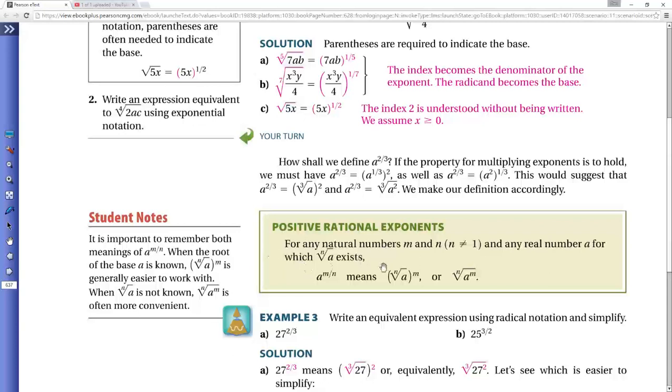So, well, here's that natural number thing again. It says for any natural numbers m and n, and then it says n cannot be equal to 1, they're going to limit that.